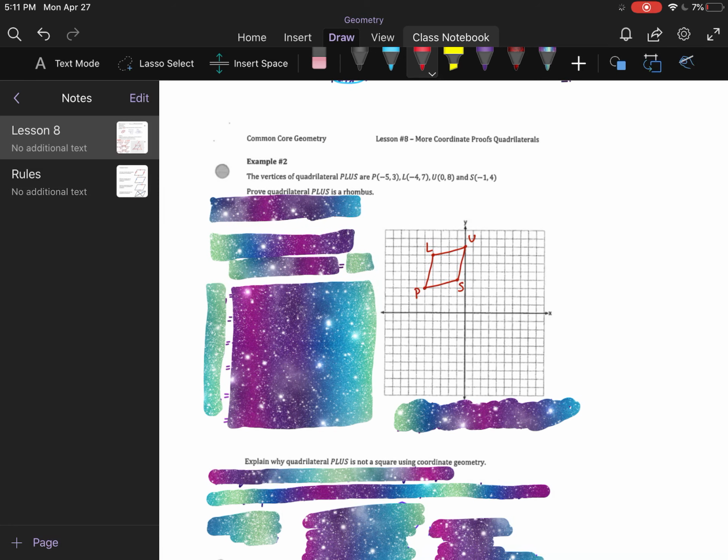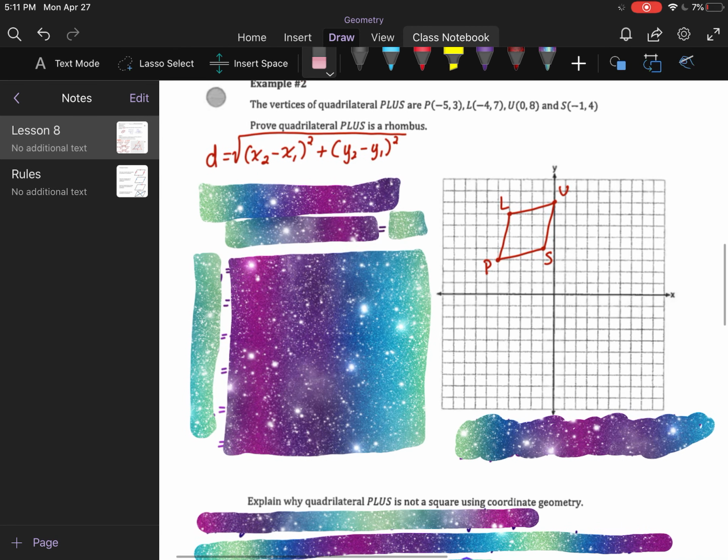All right, so for example 2, we're going to prove that it's a rhombus, and I'm going to do the one that I just mentioned by doing the distance formula 4 times. Not only is it easy to just do the same formula over and over again, but it's also one of those formulas that we've been using a whole bunch, so you should be pretty good at it by now. So I'll do the first one with you.